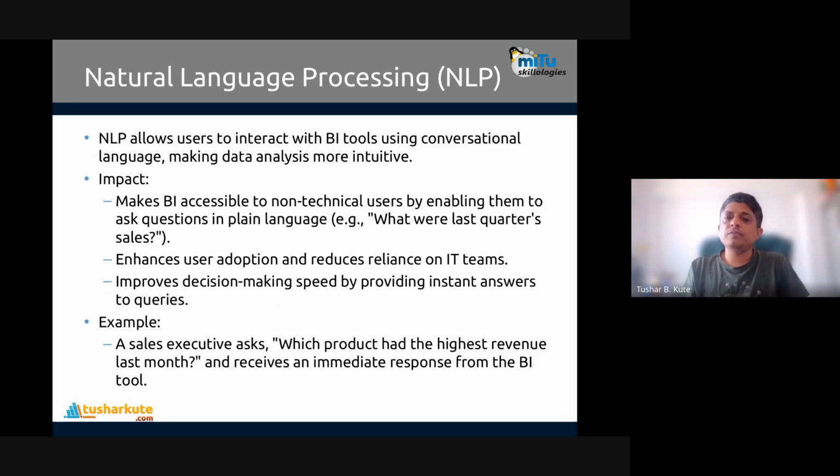For example, a sales executive asks which product had the highest revenue last month. They will analyze and generate the results accordingly. They don't have to write a single line of code over there. Natural language processing, NLP, 100%. This is the future technology which is being integrated.